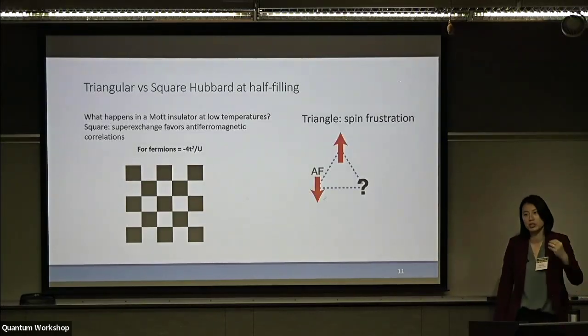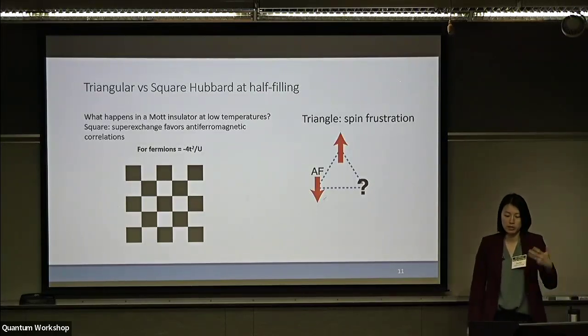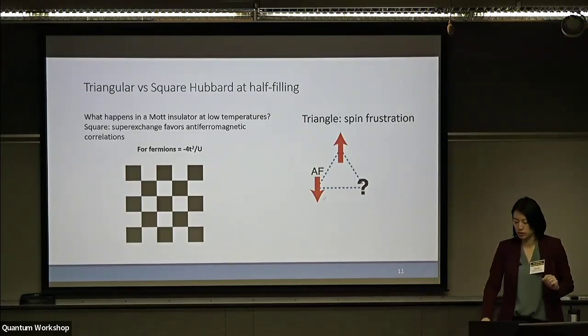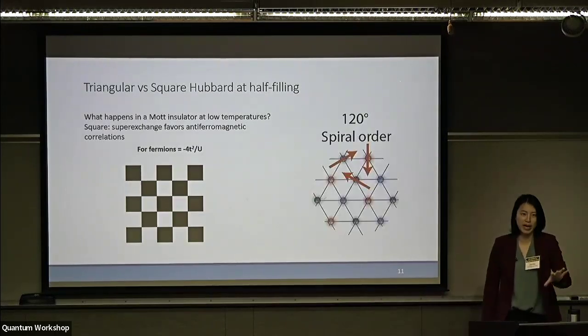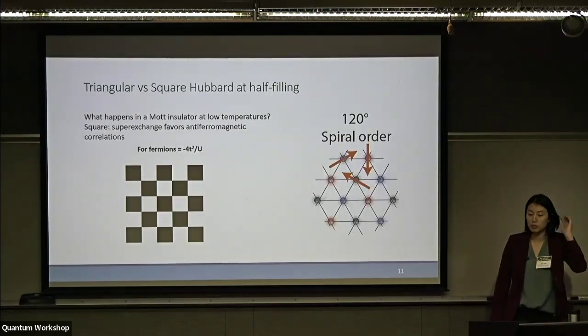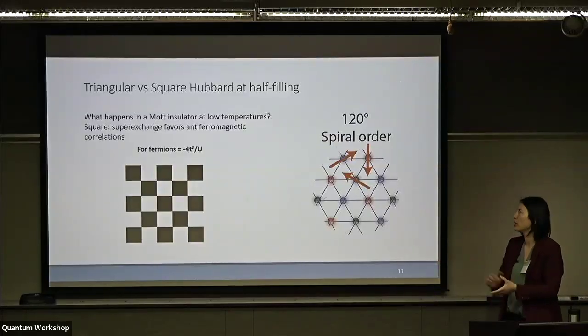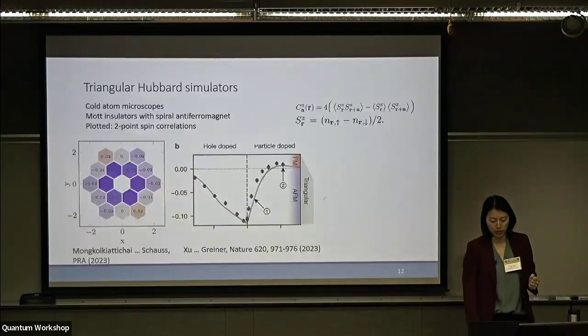Of course, superexchange also exists on the triangle. However, there you have the phenomenon of spin frustration, where if you put opposite spins on 2 corners of a plaquette, the third one becomes a little bit confused. So the antiferromagnetic ordering still persists, but in a kind of qualitatively weaker way. And it's well known that the ground state is this 120-degree spiral order.